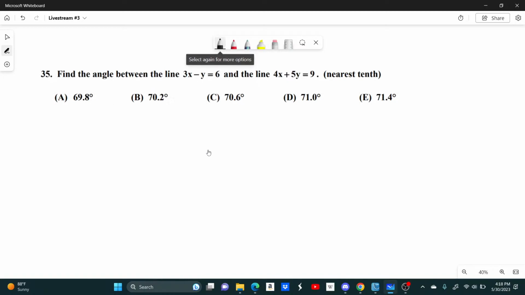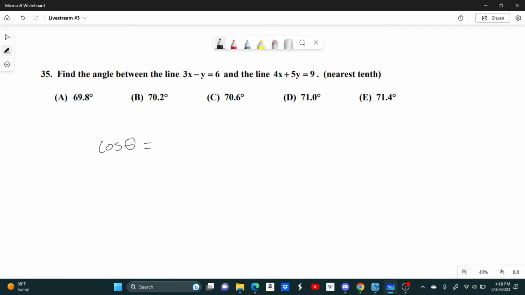Okay, find the angle between the line 3x minus y equals 6 and the line 4x plus 5y equals 9. Okay, so this is the formula that you're going to use. So the cosine of the angle between, and there's some linear algebra things that are going on here, but that's a little bit beyond the scope of what I feel comfortable teaching right now. I could go through it, but it probably wouldn't make a whole lot of sense. So it has to do with dot product, for those of you that are familiar with that. So the cosine of the angle between the lines.